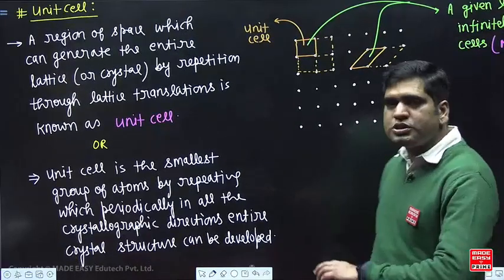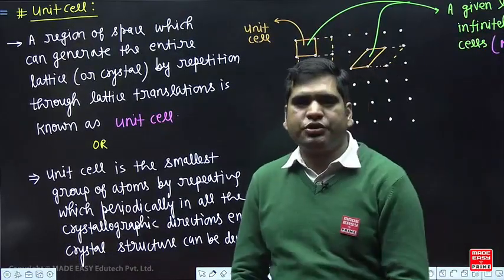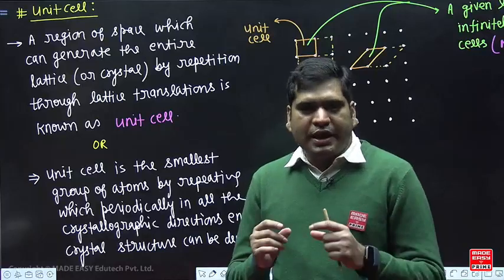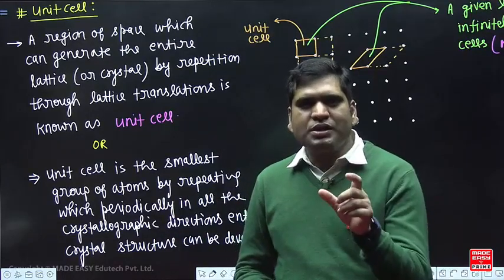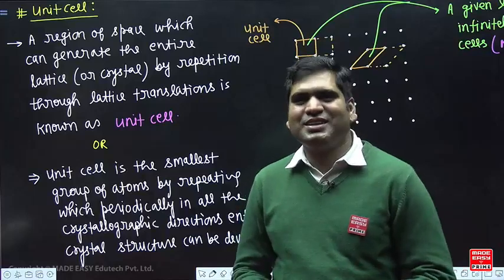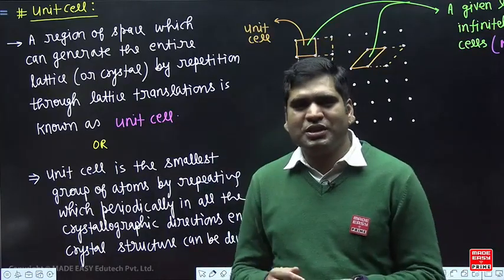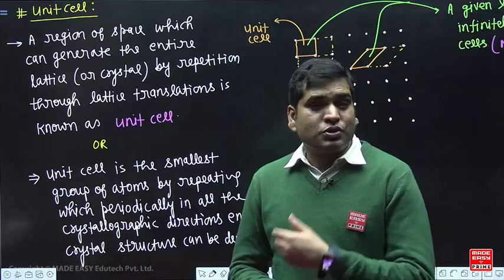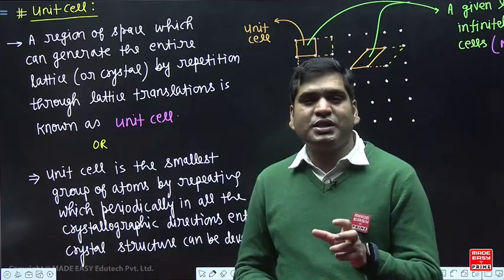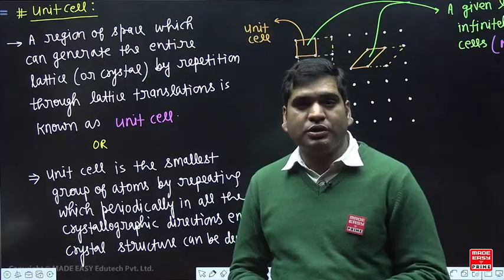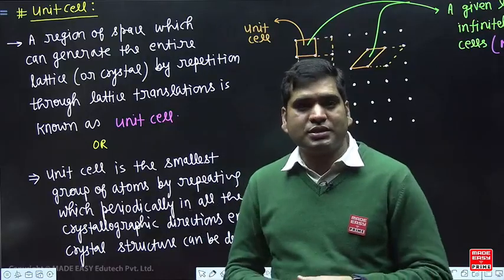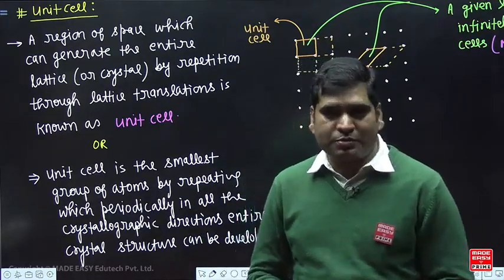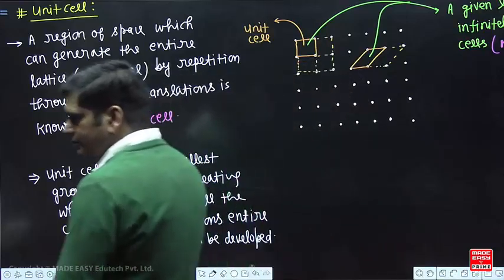Suppose a wall is a crystal. Then that wall is made of small bricks. So a single brick is known as unit cell, and by repeating those bricks you got the wall, right? So same here, a unit cell is nothing but the basic building block. That is the smallest region by repeating which in all the directions the crystal can be developed. Please note it down.